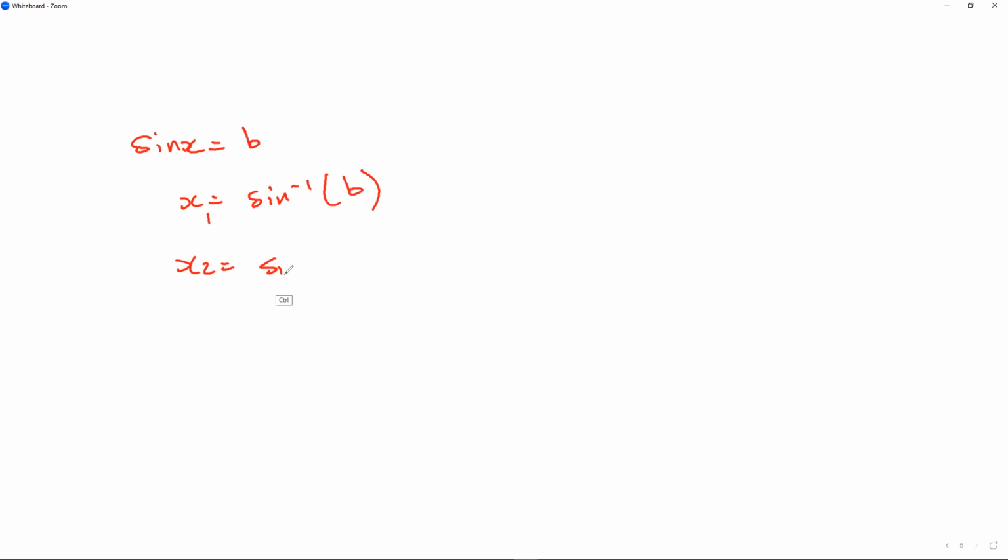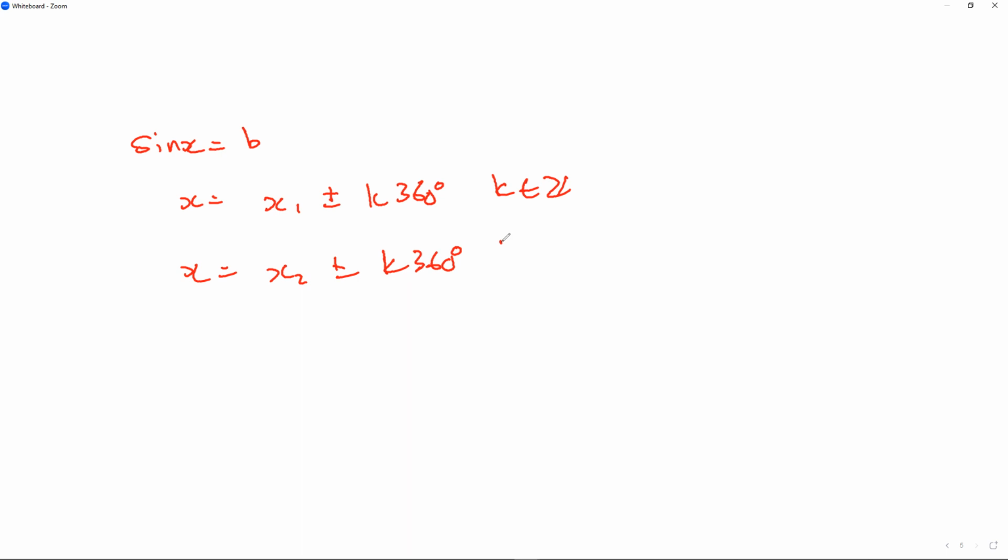Two possible solutions. We can just say x is equal to x1 plus minus k 360 degrees, k is an element of integers, and x is equal to x2 plus minus k 360 degrees, k is an element of integers, and the second solution is 180 degrees minus x1. Now I'm using degrees here. You'll find that we've got to also become eventually accustomed to using radians, in which case that'll be 2 pi over there as well.